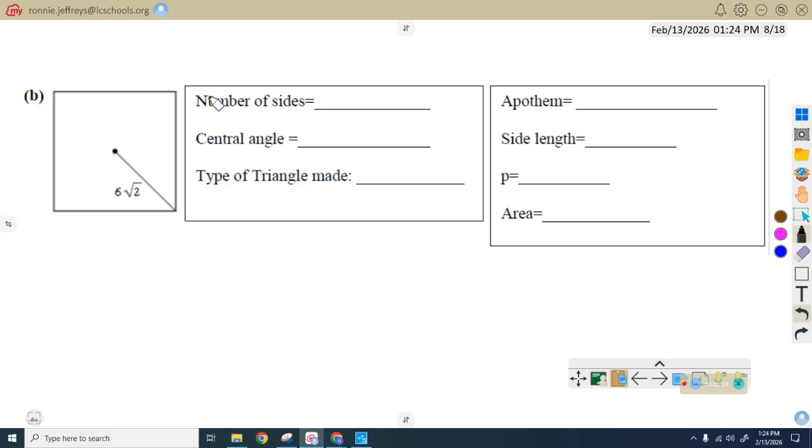So, number of sides. I wonder how many sides this shape has.